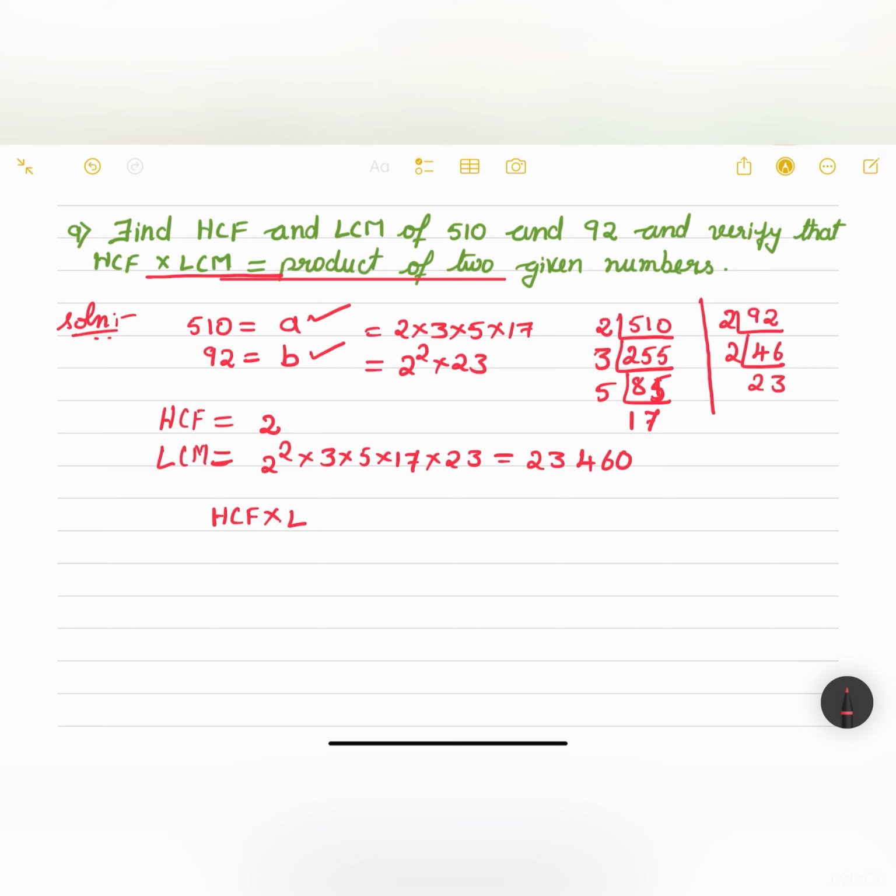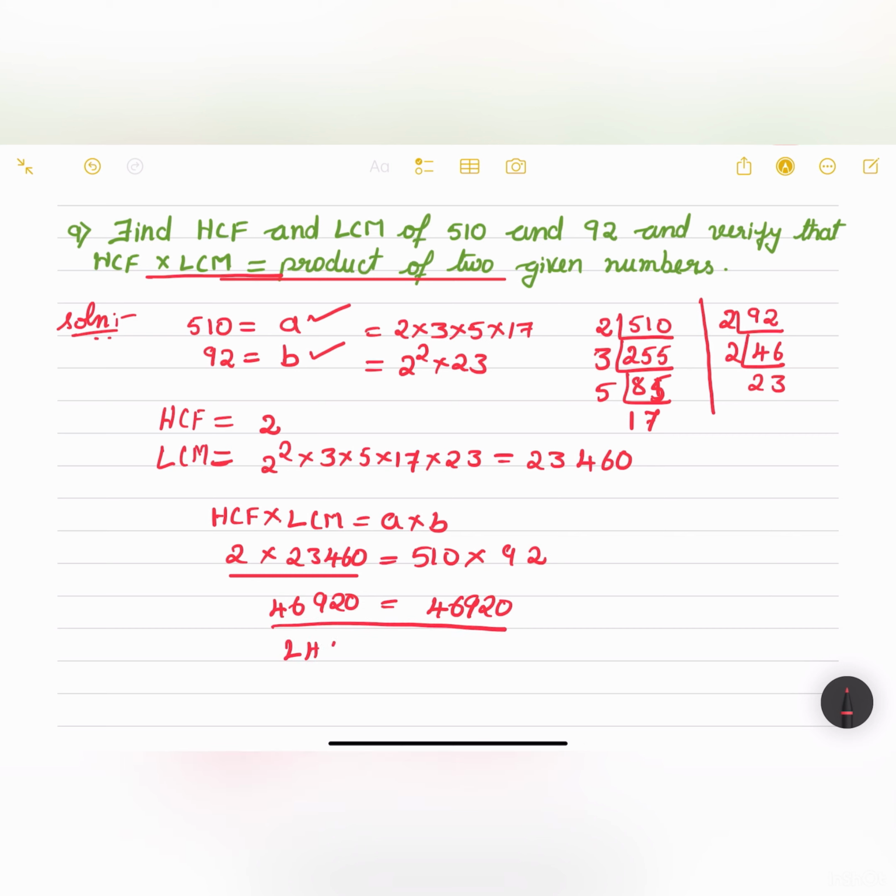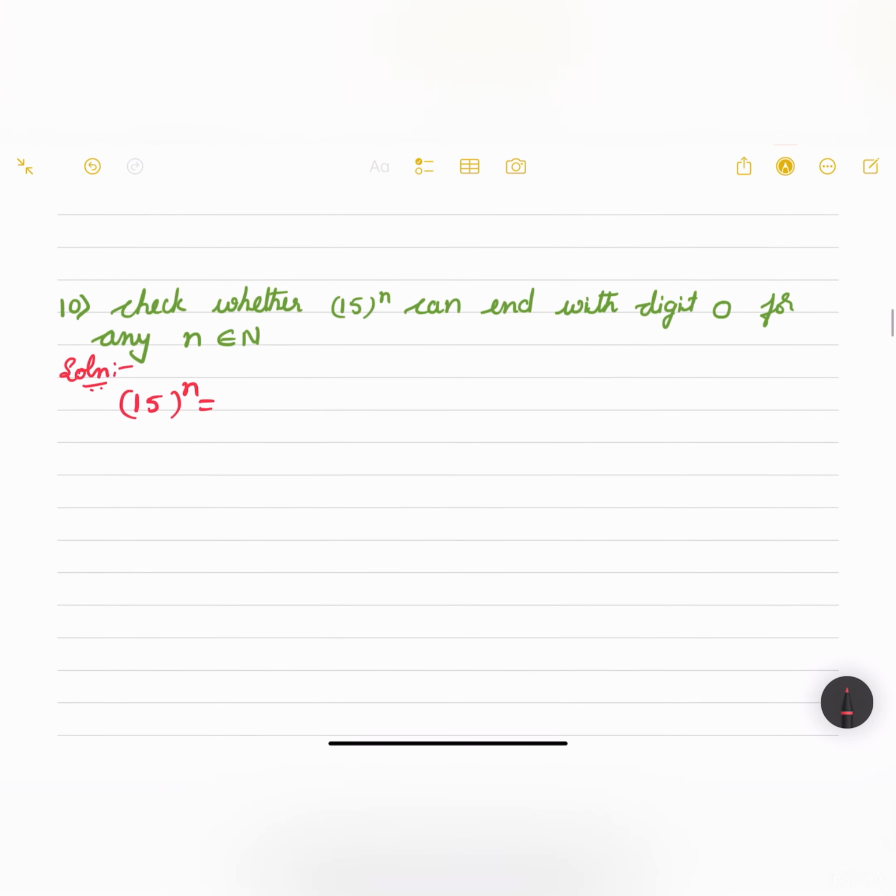into LCM should be equal to A into B. HCF is 2 into 23,460 is equal to A is equal to 510 into B is equal to 92. And if you multiply these two numbers, we will get 46,920, and here also we will get 46,920. LHS is equal to RHS. Yes, so hence verified. We are going for the 10th one.